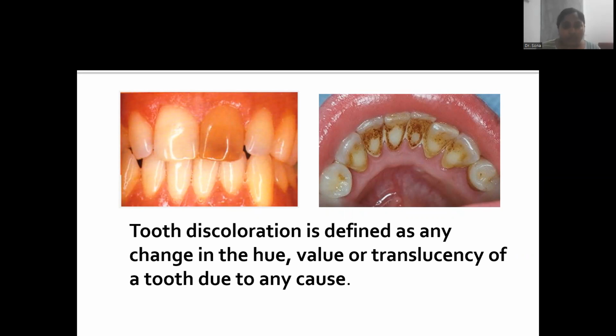Whereas in the second picture, you can see extensive discoloration. In such cases, either you can do scaling according to the etiology, or you may go for vital bleaching. So tooth discoloration is defined as any change in the hue, value, or translucency of a tooth due to any cause, and in bleaching we are trying to revert the tooth back to its normal hue, value, and translucency.